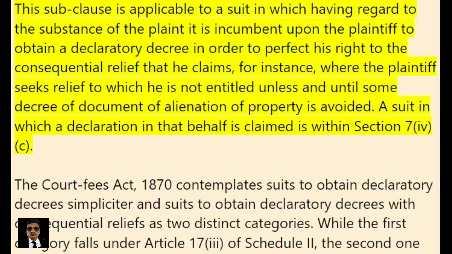This subclause is applicable to a suit in which, having regard to the substance of the plaint, it is incumbent upon the plaintiff to obtain a declaratory decree in order to perfect his right to the consequential relief that he claims. For instance, where the plaintiff seeks relief to which he is not entitled unless and until some decree or document of alienation of property is avoided. A suit in which a declaration in that behalf is claimed is within Section 7(4)(c).